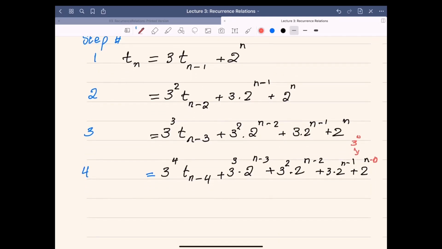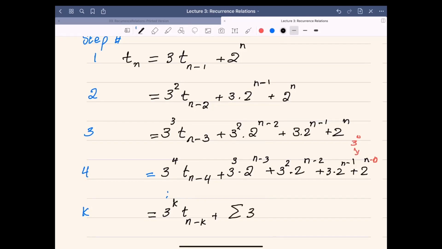Now at step number k, we can guess what the equation will be. If you just observe each step, step number 1 is 3 raised to power 1, step number 2 is raised to power 2, and so on. So at step number k, this is going to be 3 raised to power k, and Tn will be Tn minus k. Now for the summation, this is step 4. So we have a summation.